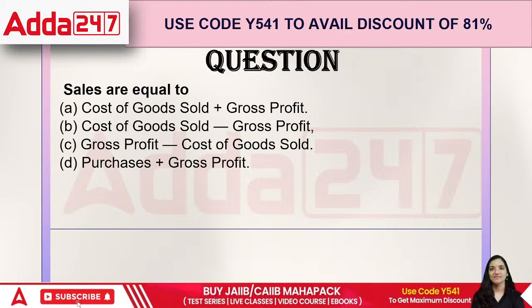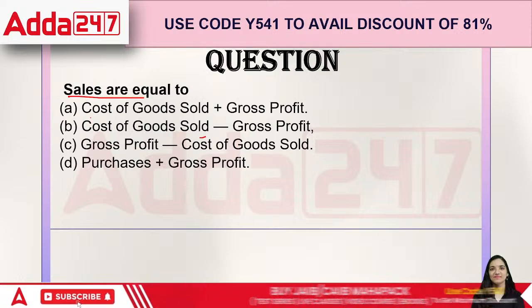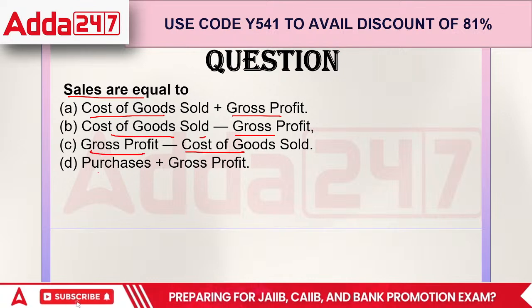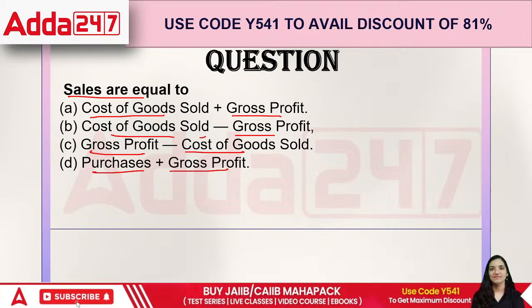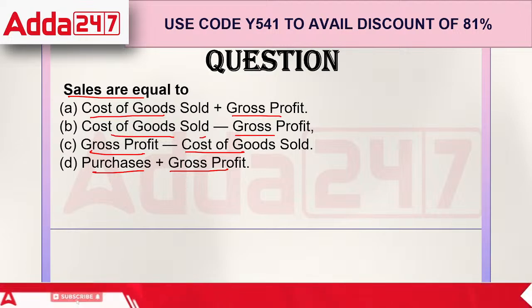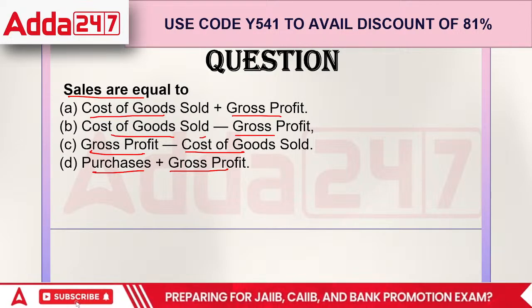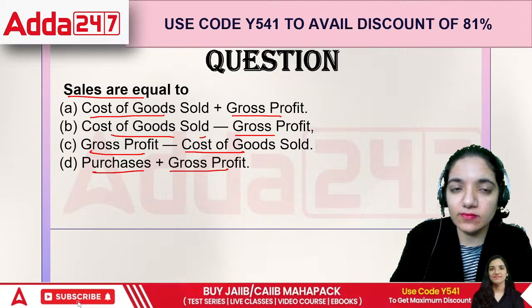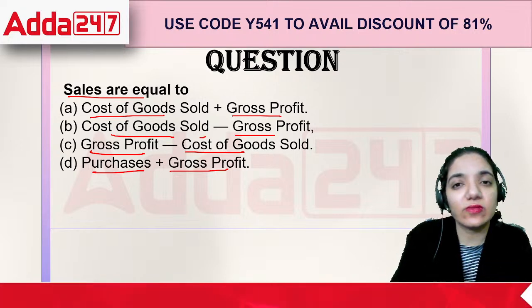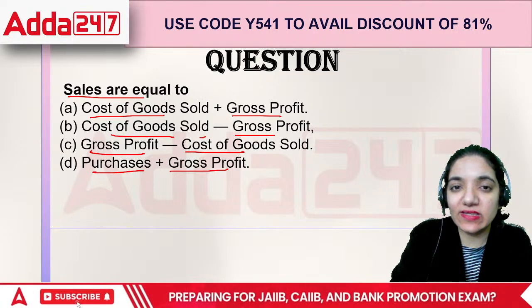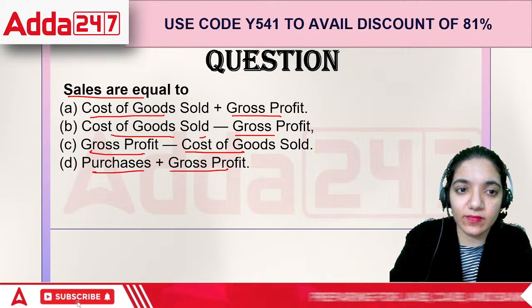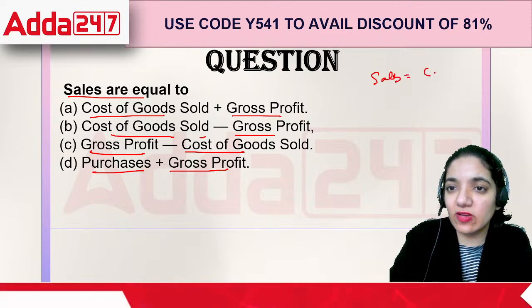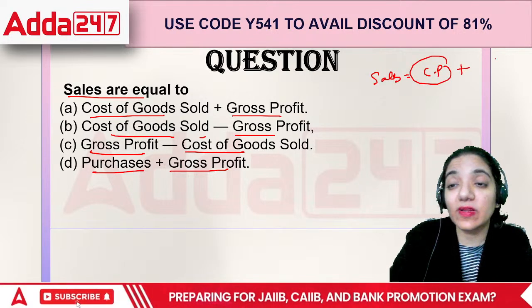Here comes the next question, everyone. Sales are equal to cost of goods sold plus GP, cost of goods sold minus GP, GP minus COGS, or purchases plus GP. Sales is equal to whatever your cost would be. The cost plus we add up something.